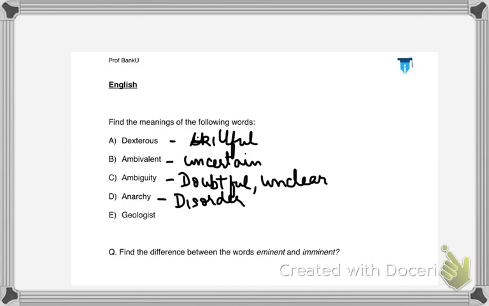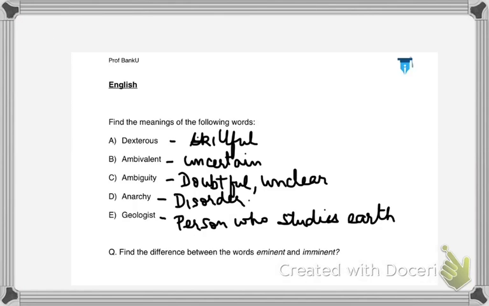Anarchy means disorder. You all know the political scenarios, everyone is calling each other an anarchist. So anarchist means disorder, unlawfulness. Now the last word is geologist. A geologist is a person who studies geology, and geology is the study of earth. So a person who studies earth is a geologist. So these are the words, just remember them and learn their synonyms and antonyms.